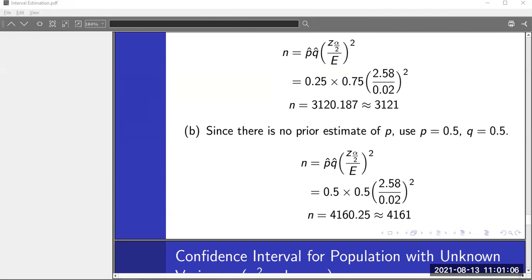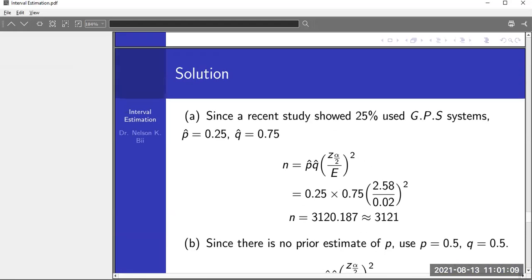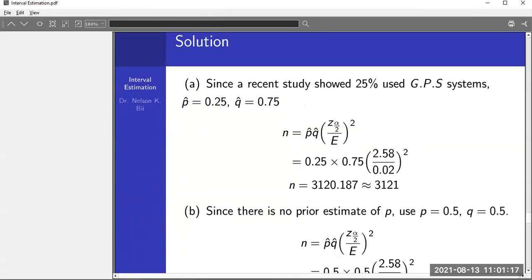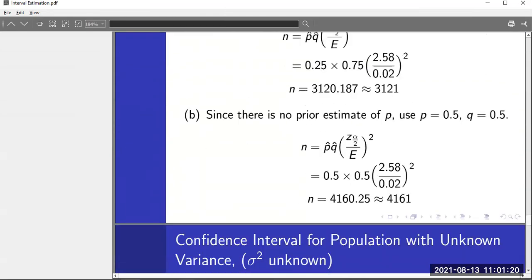So we are told, if no estimate of the sample proportion is available, how large should the sample size be? In such a scenario, where you are not given prior estimates like 25% or 30% or any other value, we just assume that the proportion with the characteristic of interest is 50%, that is 0.5. Then the proportion of the population without the characteristic of interest is also 0.5.